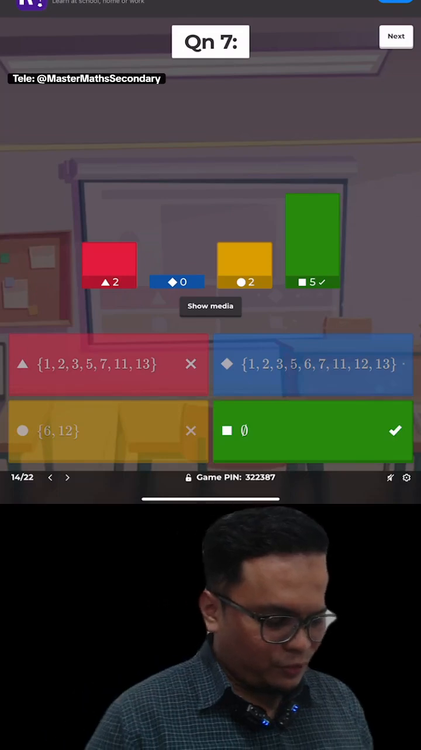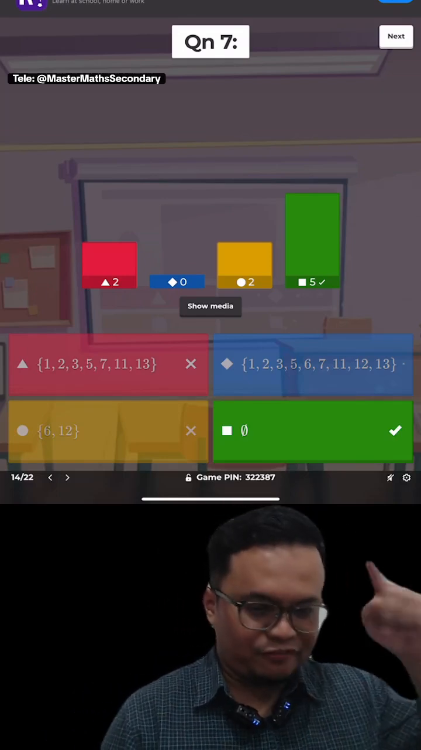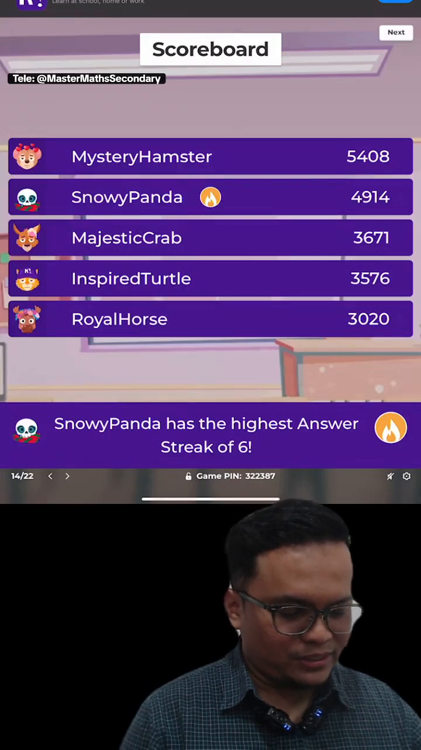Okay, most of you were able to get this right. It's actually the null set, that set with that phi there. Let me explain to you how this is done.